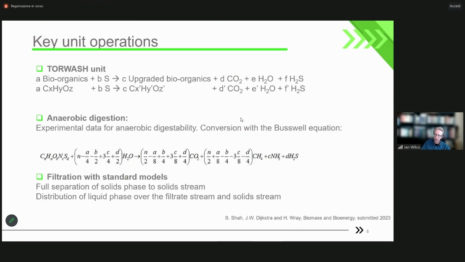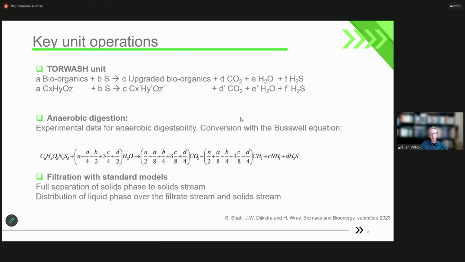That was the streams, and then there's the unit operations. I will describe how we did that for the three main ones. So one is the Torwash unit, and there we have reactions going on. And we define it as one simple reaction. That's bioorganics plus the sulfur. That's part of the bioorganics, but we modeled that separately, going to an upgraded bioorganics molecule and carbon, water, and H2S. And these molecules are characterized by a molecular formula, the composition of the molecules, so the x, the y, and the z, and also after reaction, the x', y', z', are taken from either lab experiments or from pilot experiments.